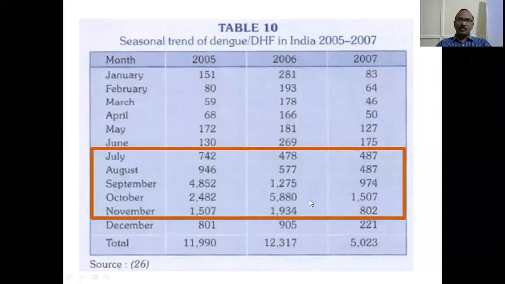Likewise, in 2006, we have observed again it occurs in late summer and early rainy season, and we see most of the cases especially in the months of September, October, and November. Likewise, in 2007, the same trend is observed. So it is observed that it has a seasonal trend, especially from July to November, during the late summer and early rainy season.